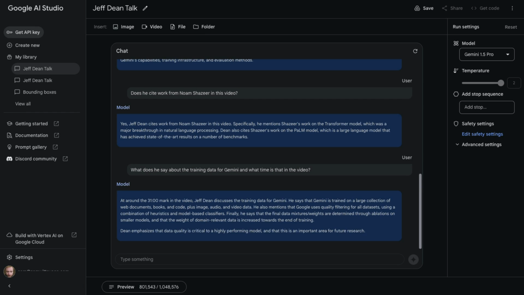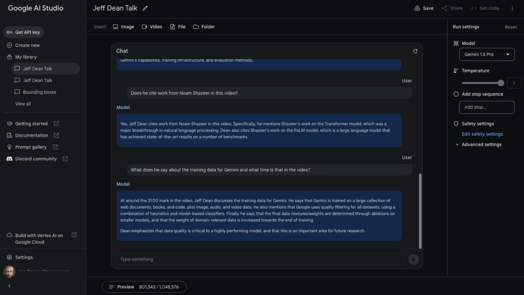Okay, so it's come back and says at around the 31-minute mark in the video, Jeff Dean discusses the training data for Gemini. He says that Gemini is trained on a large collection of web documents, books, and code. He also mentions that Google uses quality filtering of all the data sets, including a combination of heuristics and model-based classifiers. That was one of the things that I noticed just listening to it earlier on, which was interesting: the mention of model-based classifiers for determining if something is good quality to train on or not. So I think that's certainly done a good job.